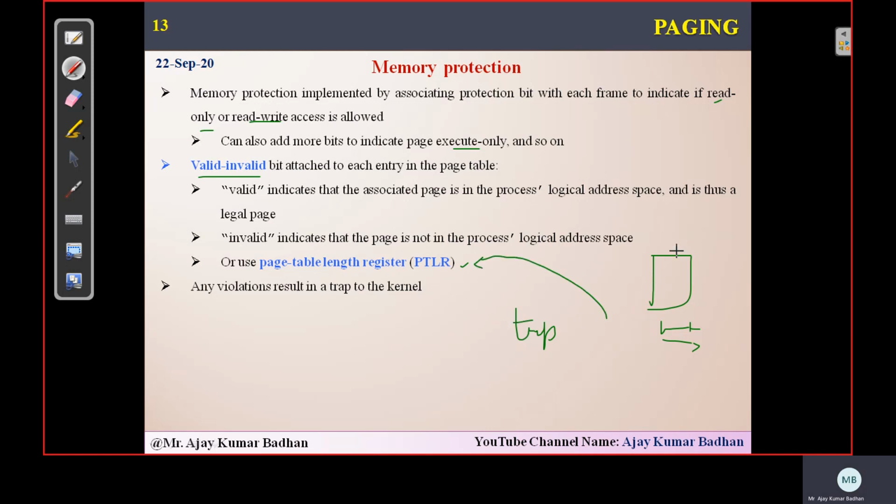Whenever you try to access a page, the page number acts as the index: 1, 2, 3, 4, 5. Let us suppose this page table has a maximum of 5 entries, and you are trying to access page number 6. What is the PTLR, the page table length register, for this page table? It is 5. So these two will be compared. The maximum is 5 entries, you are trying to access the 6th entry, but the 6th entry doesn't exist. Immediately it results in a trap. This is exactly the way it works. I will show you the diagram so that it becomes very clear.